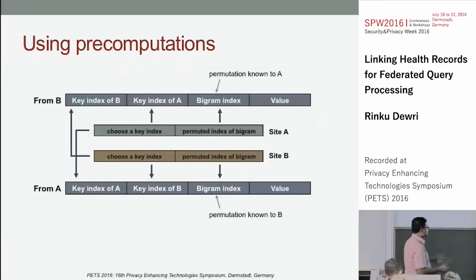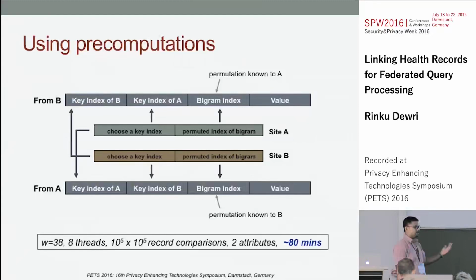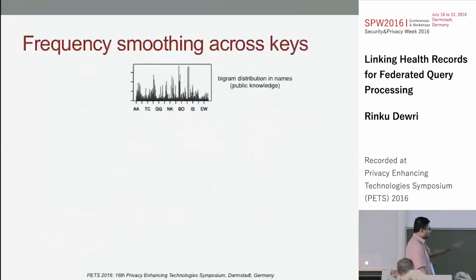The linkage agent can use that to look up the values in these two tables, one received from A, one received from B, and then they do a quick check on the values. So this is how the linkage is going to happen at the linkage agent side. Using this process, we were able to compare 100,000 records in each pair. That's around 10 billion record comparisons. And they had two attributes, names and addresses. It took around 80 minutes to do that.